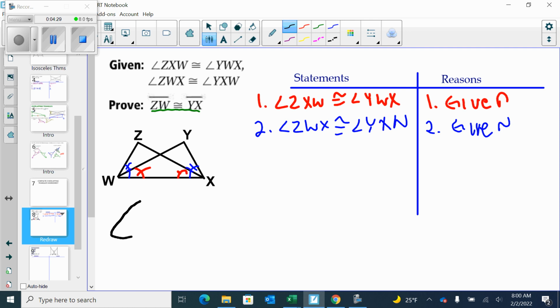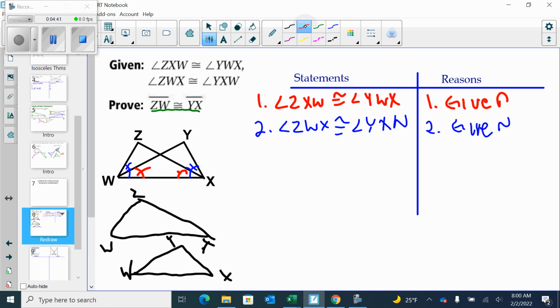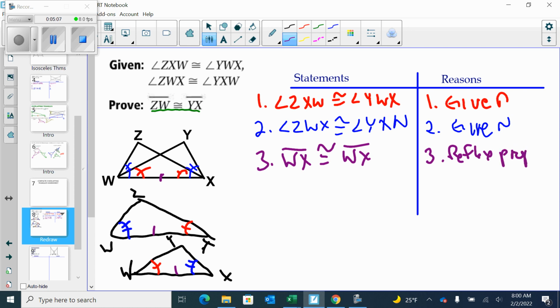I'm going to draw the two triangles I'm going to prove congruent. ZWX, YXW. Let's label it out. There's that and that I pulled out there. And then there's that and that I pulled out of Y, or each side. Well, let's see. They share this piece right here, right? That's the piece that they share. WX is congruent to WX. That's our reflexive property of congruence.